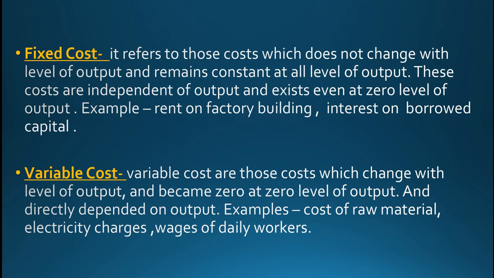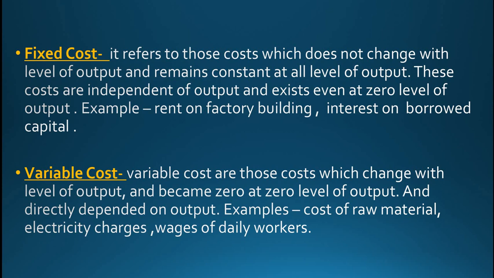Zero level of output means even though there is no production, such cost will still exist. For example, rent on factory building. Okay, अगर फैक्ट्री में प्रोडक्शन प्रोसेस चल रहा है या न चल रहा है, फिर भी the rent will be applicable on that premises. Correct? Interest on borrowed capital. Even though the production process in the factory may take place or may not take place, if you have borrowed money from others, interest will be calculated on that. So such costs which are fixed, with no variation with the output, are known as fixed cost.